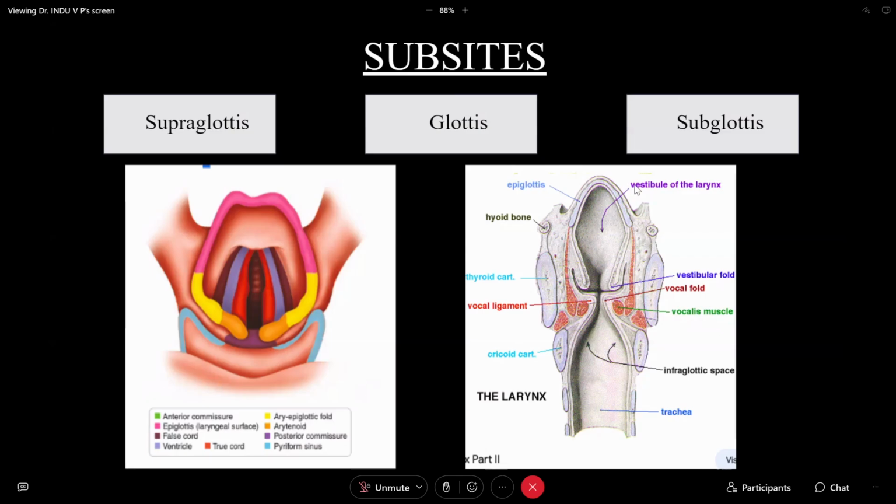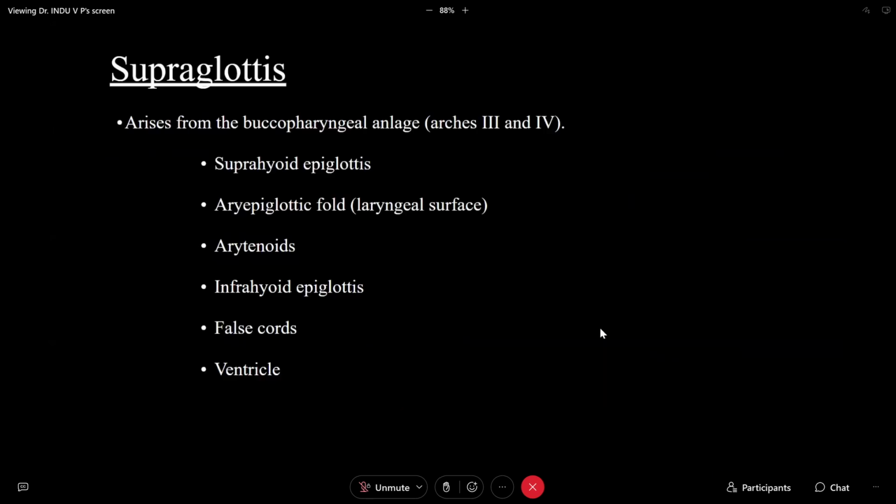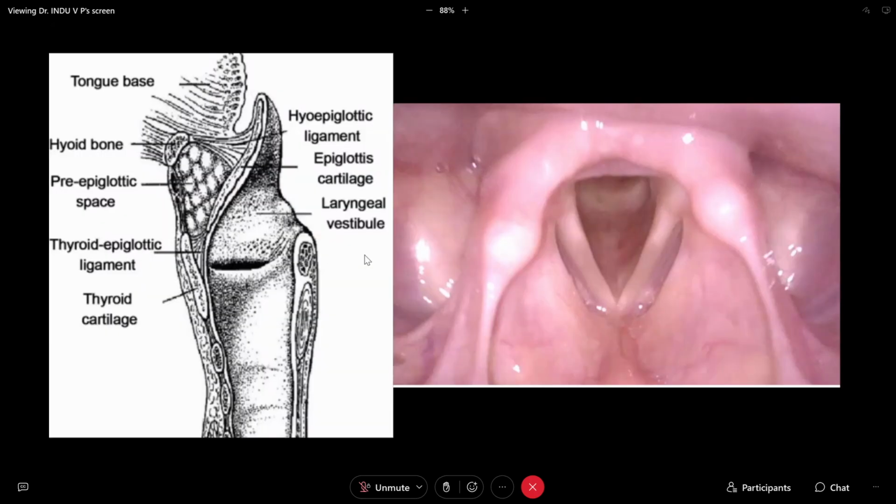This is the coronal section showing the vestibule of the larynx with the vestibular fold, the ventricle, and the vocal fold, and the subglottic area along with cartilages and membranes. This we already explained. The supraglottis develops from the 3rd and 4th branchial arches.